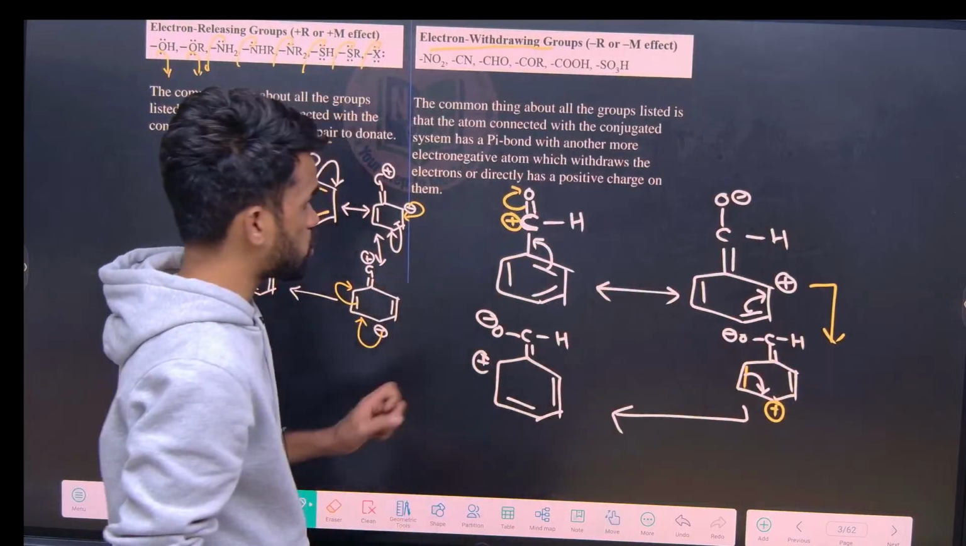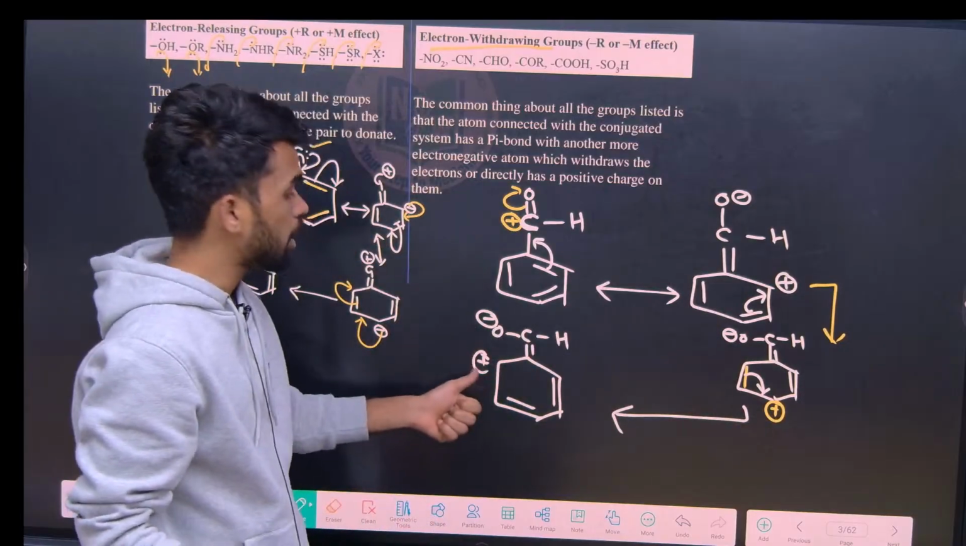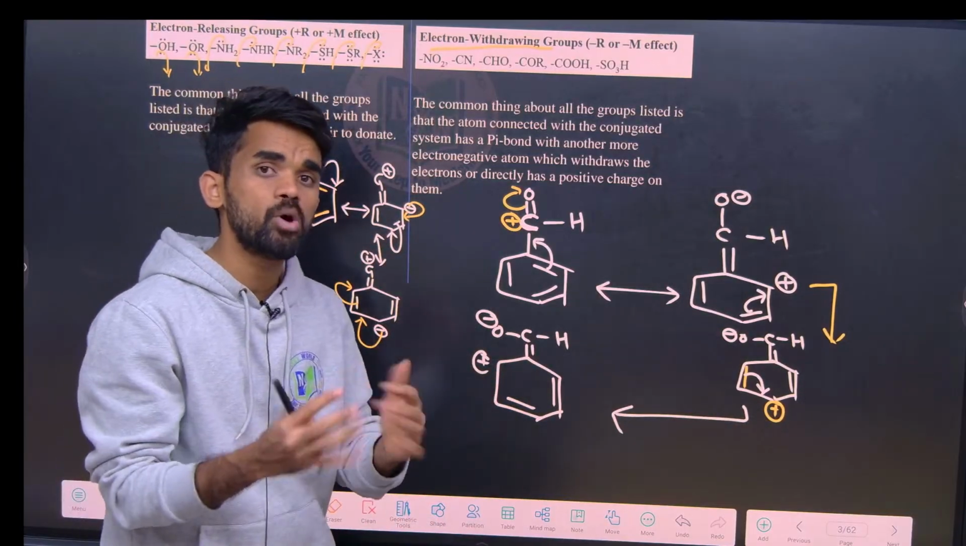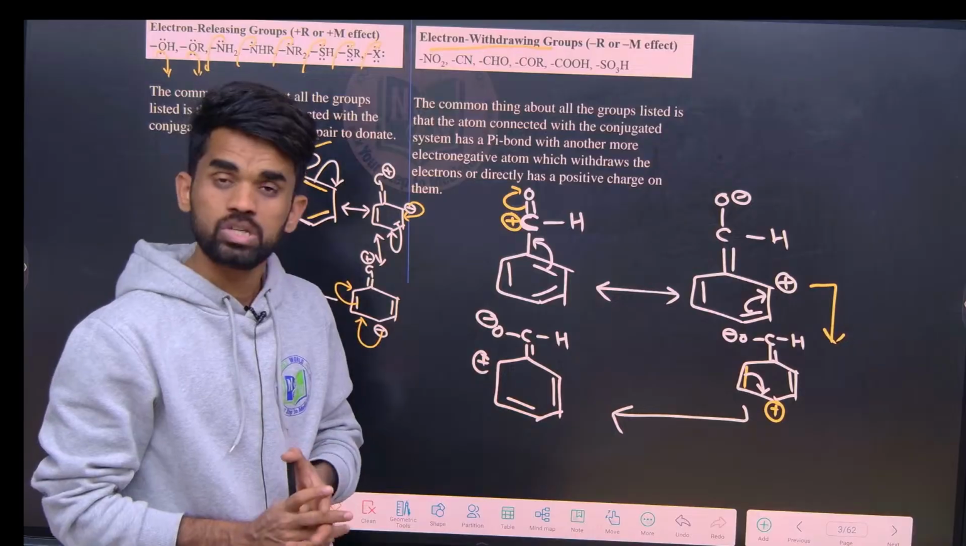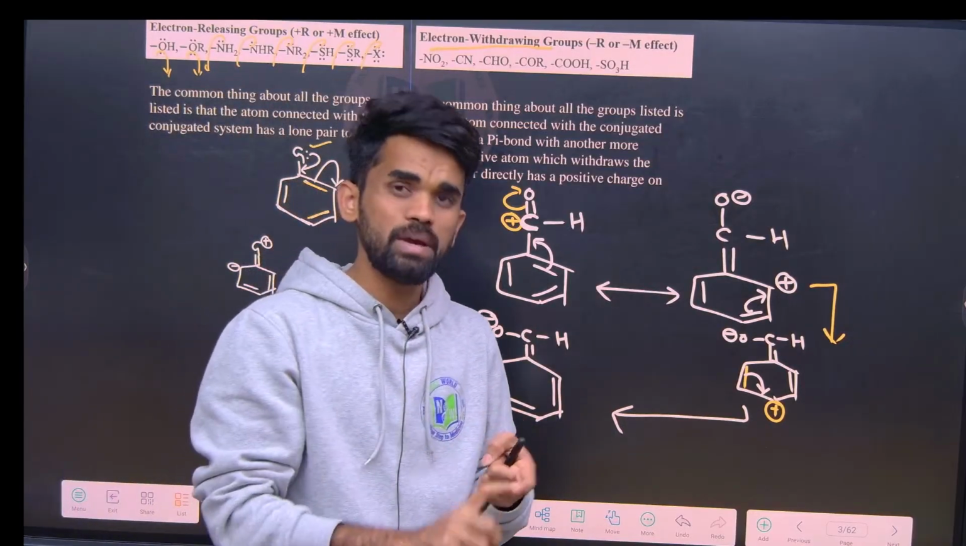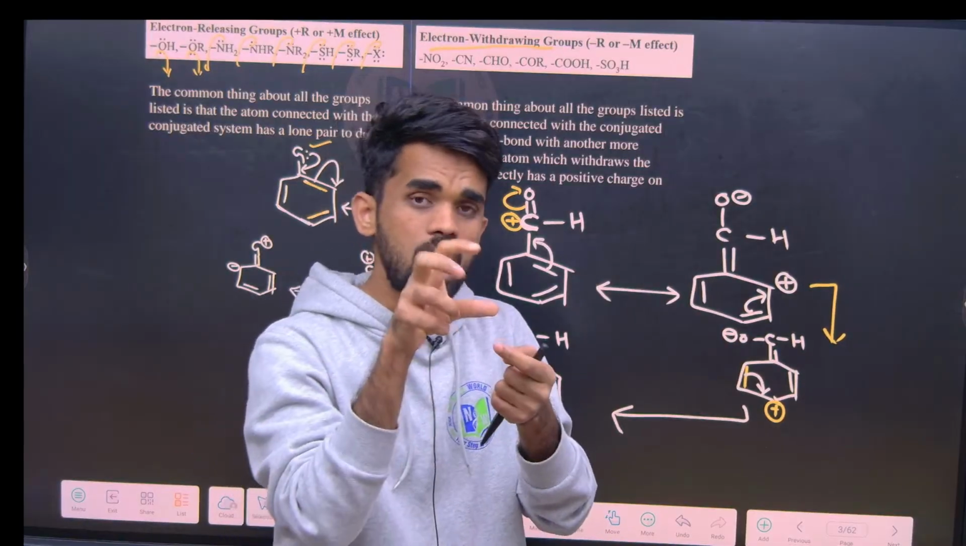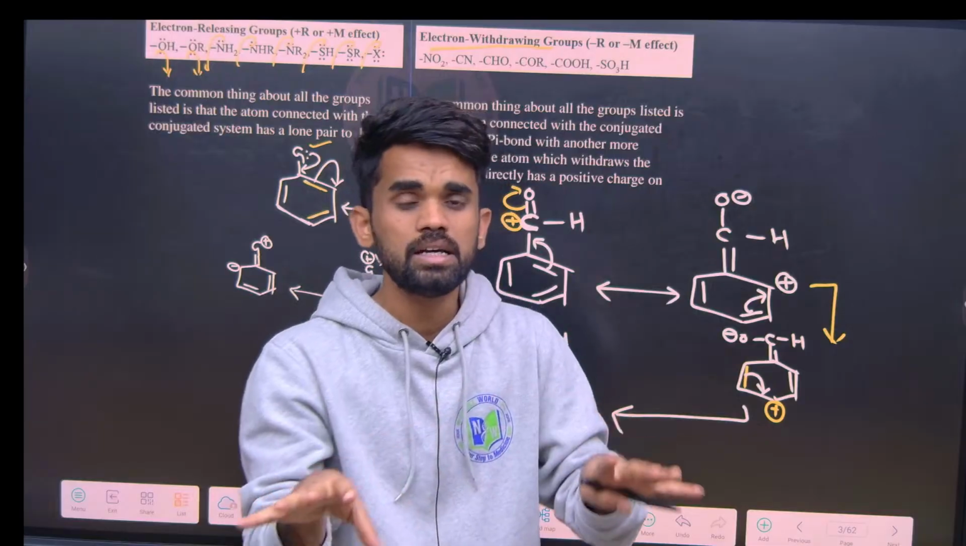So now what are the charges you are seeing? You are seeing a positive charge at the ortho position, para position, again at the ortho position, but there is no positive charge generated at the meta position. So from this again you can say mesomeric effect, whether it might be minus M effect or plus M effect, the effect will be observed only at ortho and para positions, not at the meta position.